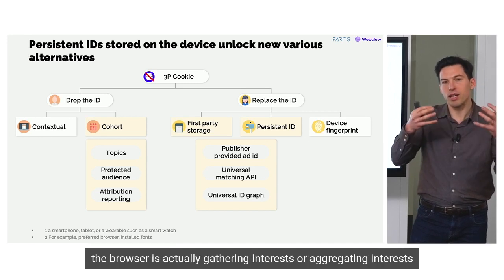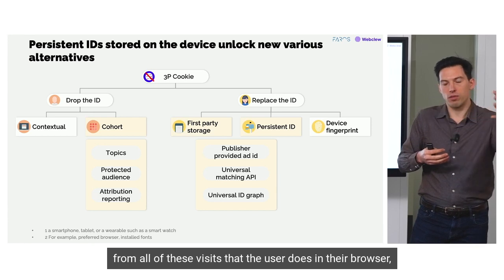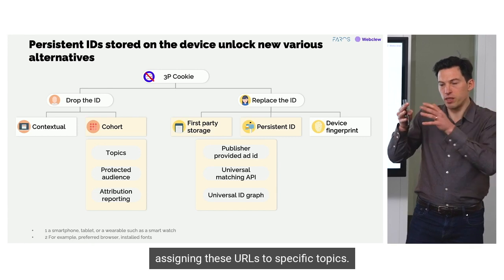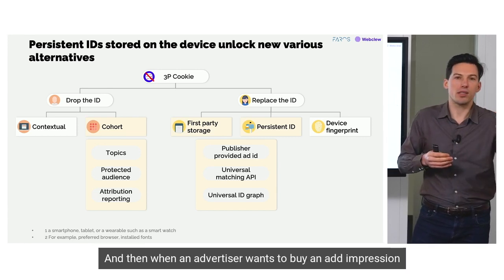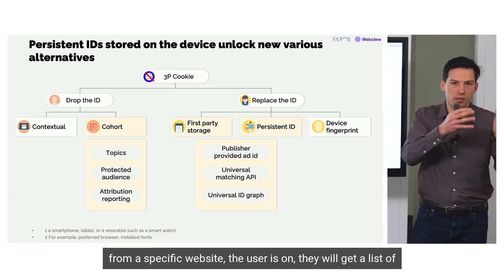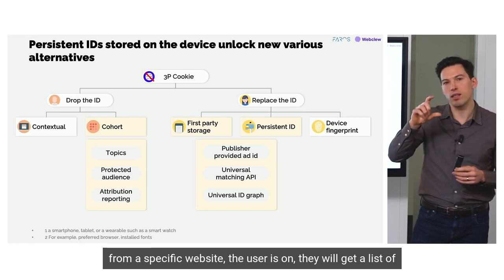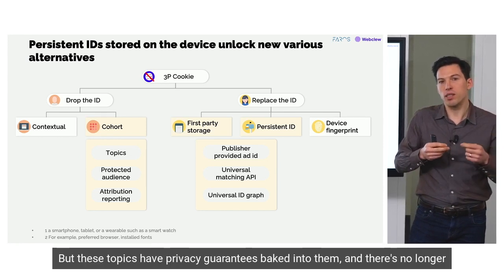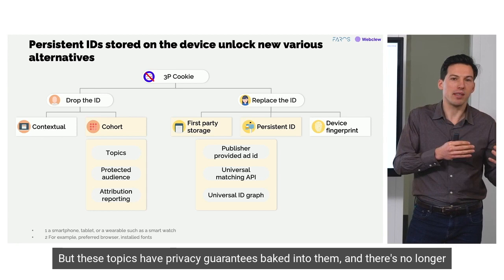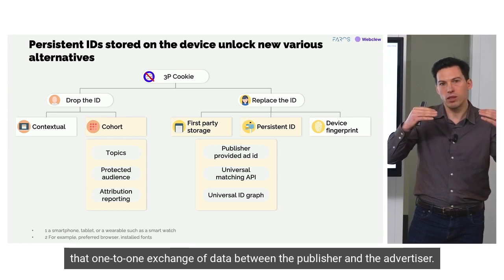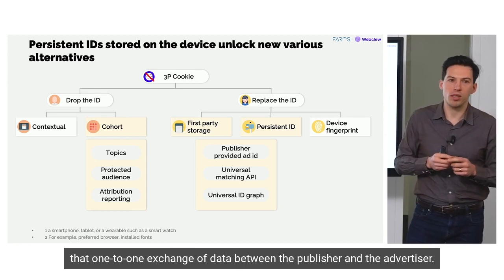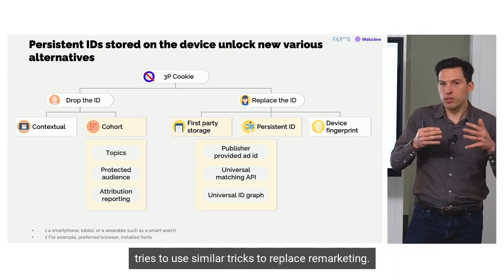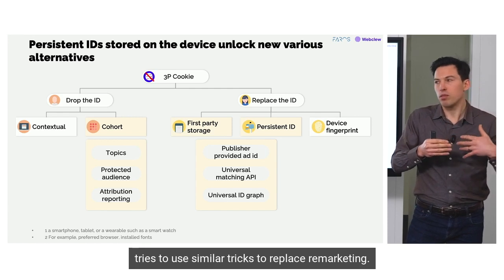where rather than every publisher or the advertiser building their own profiles, the browser is actually gathering or aggregating interests from all of these visits that a user does in their browser, assigning these URLs to specific topics. And then when an advertiser wants to buy an ad impression from a specific website the user is on, they will get a list of typically up to 5 topics for targeting. But these topics have privacy guarantees baked into them, and there's no longer a one-to-one exchange of data between the publisher and the advertiser.